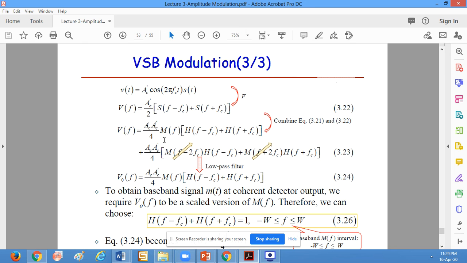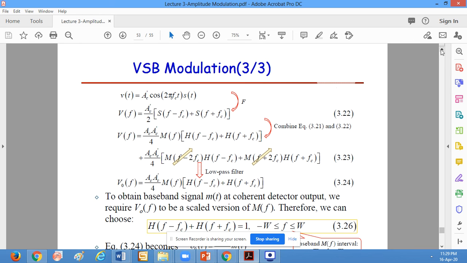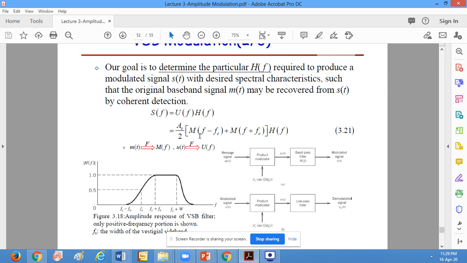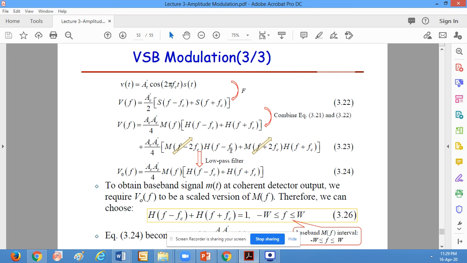So here we have got the output as M(f), and whenever we take f as f plus fc or f minus fc, that will give f minus 2fc. So these are the terms we will get when we replace S(f) by S(f minus fc) and S(f plus fc). This is the output, and since we are using a low pass filter, it will allow only this part to pass through and it will reject this part. So we have the output as this one part.